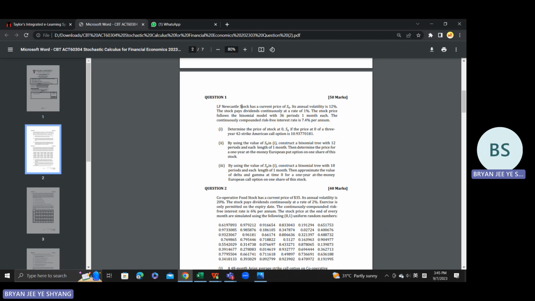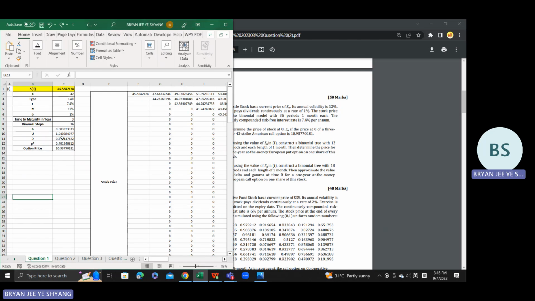LF Newcastle stock has a current price of S0, its annual volatility is 12%, and the stock pays dividend continuously at a rate of 1%. The stock price follows the binomial model with 36 periods, 1 month each. The continuously compounded risk-free interest rate is equal to 7.4% per annum. We are asked to determine the price of stock at zero, if the price at zero of a 3-year 42 strike American call option is equal to 10.93770181. So we just put this information into our Excel.